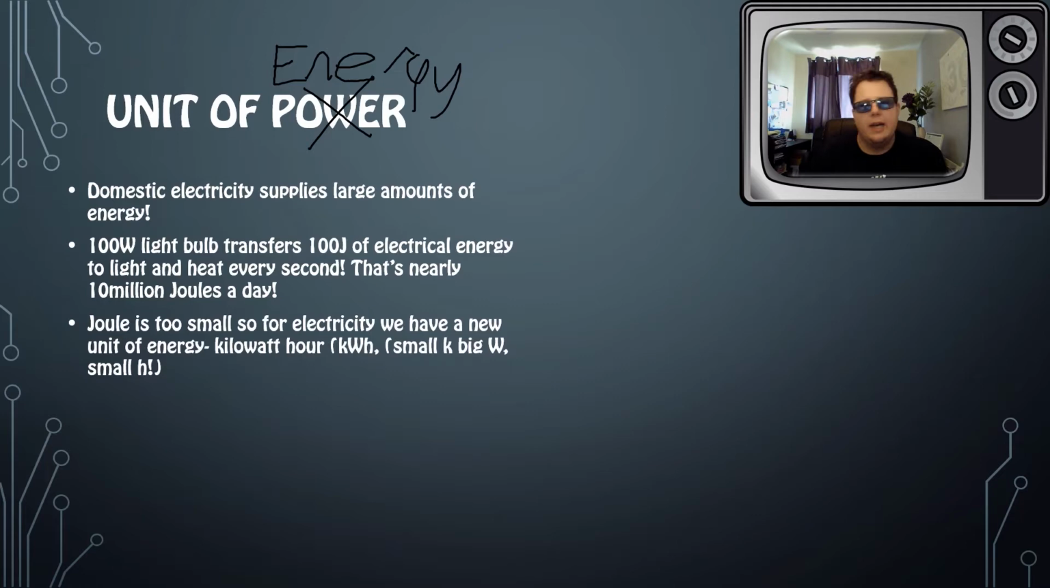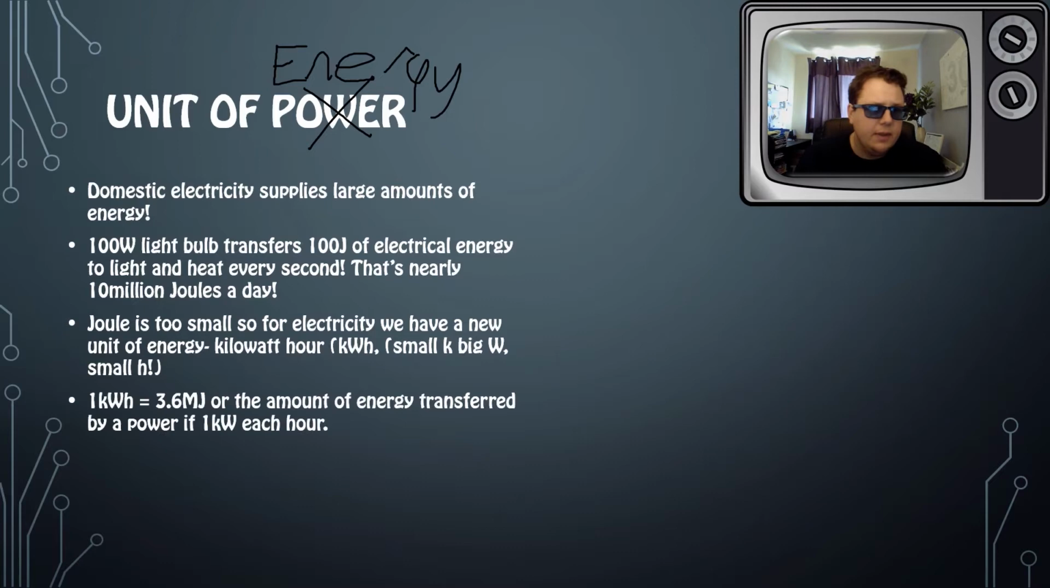Now, the joule is a far too small unit of energy to be any use when we're talking about electricity. So instead, we have a new unit, the kilowatt hour. All right, now kilowatt hour is important how it's written. It's a small k, capital W, small h. 1 kilowatt hour is 3.6 megajoules, or it's the amount of energy transferred if you have a power of 1 kilowatt for each hour.